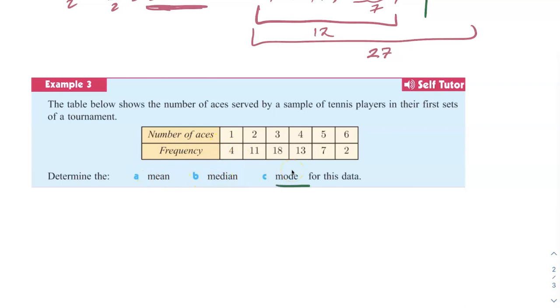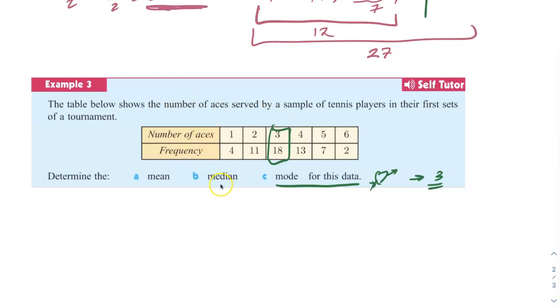So let's start with the mode because that's the easy one. We love the mode. The mode is the most often digit. It's the highest frequency, so right there is our mode. So the mode is 3. So there we go.